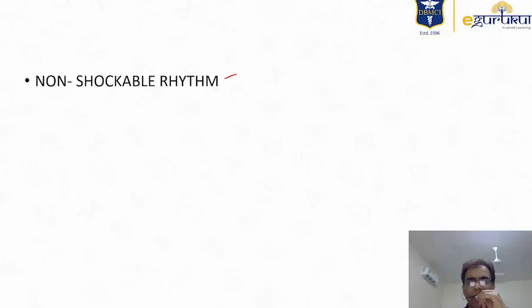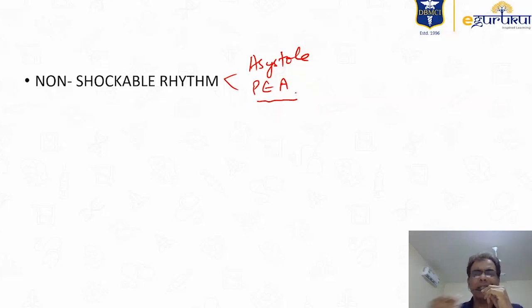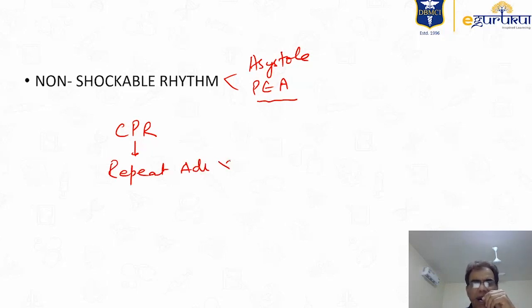Non-shockable rhythms, I told you, are asystole and pulseless electrical activity. Actually, this pulseless electrical activity, as the name suggests, is any electrical activity other than ventricular fibrillation or ventricular tachycardia which is not able to generate a pulse. And any emergency that we encounter, hypotension, hypovolemia, tension pneumothorax, acidosis, electrolyte imbalance, cardiac tamponade, anything can cause this pulseless electrical activity.